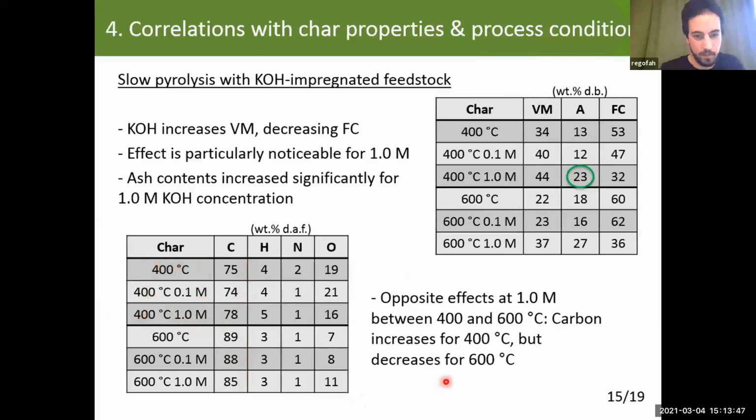So maybe there are different mechanisms occurring here, because with the KOH there can be some melting occurring at one temperature or the other. So that's maybe why. And relating this to the adsorption, the 400 degree char with the lowest concentration was the best performing char, and this is probably related to the higher oxygen proportions again. So again, the functionalities on the surface are more available to interact with the dye, and it was not hampered by the ash content, which is not significantly changed compared with no KOH.